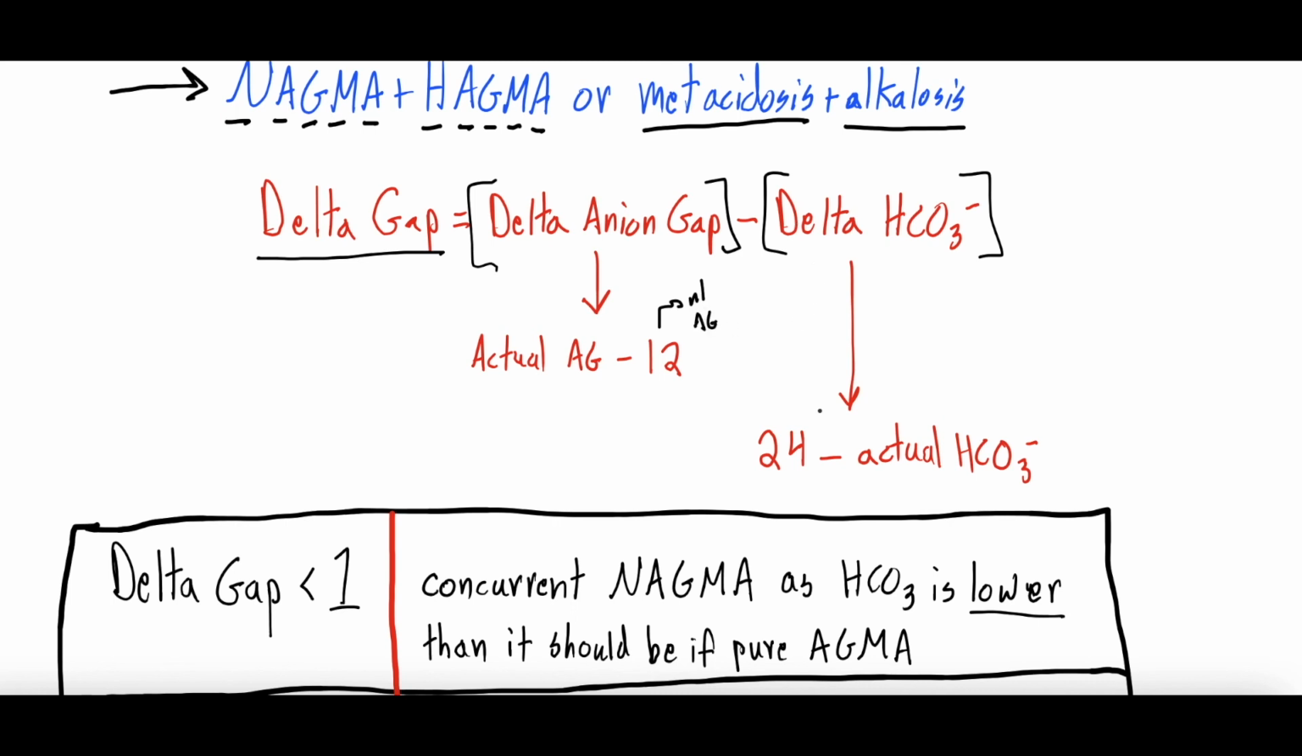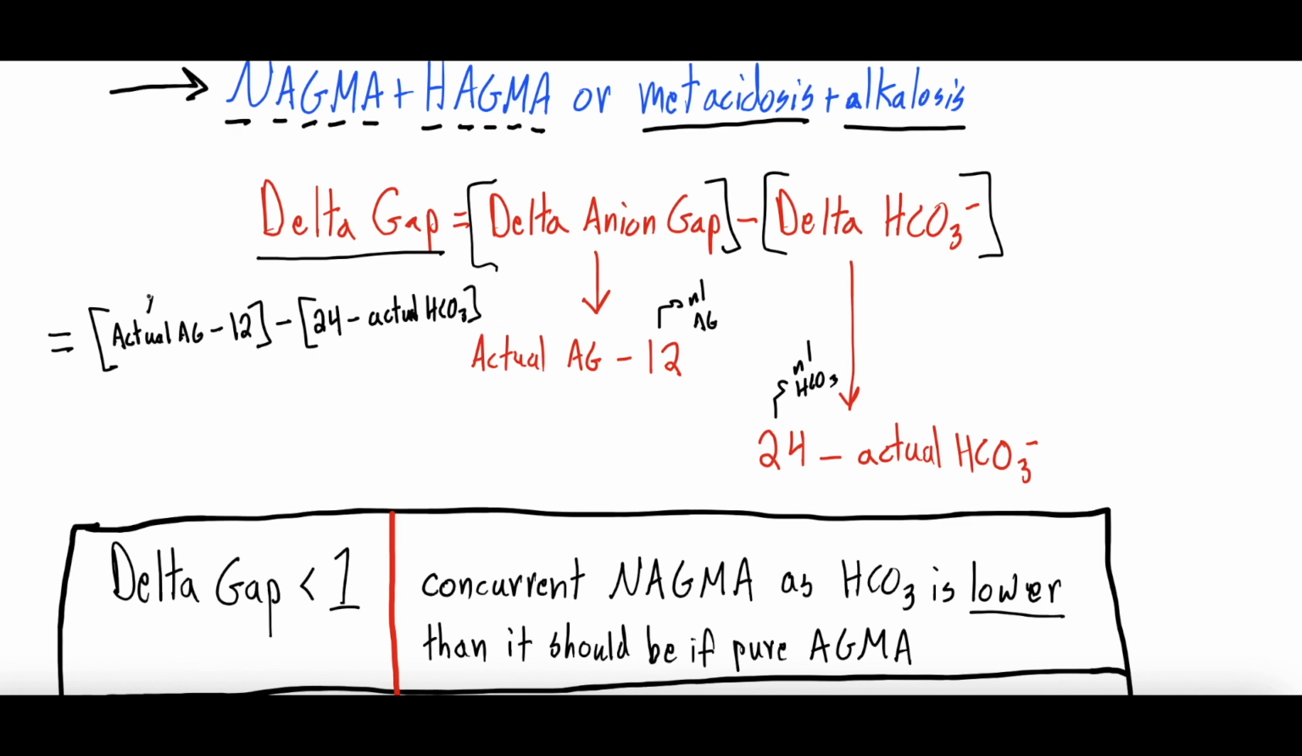And it's going to be the normal bicarbonate, which is 24, minus the actual bicarbonate. So if we write this out, the delta gap equals the actual anion gap minus 12, which is just a normal anion gap, minus the normal bicarbonate, 24, subtracted by the actual bicarbonate. And this is the bicarbonate that you would get off your basic metabolic panel. This is the anion gap that you'd get off your basic metabolic panel.